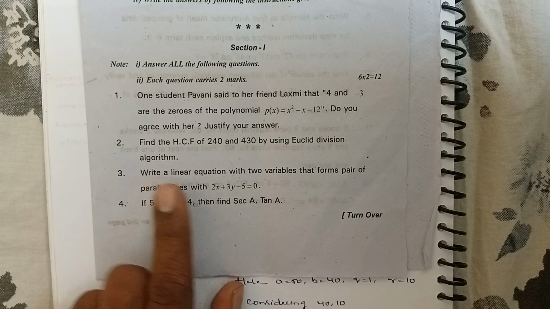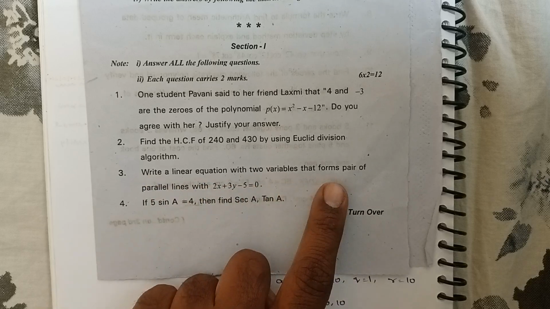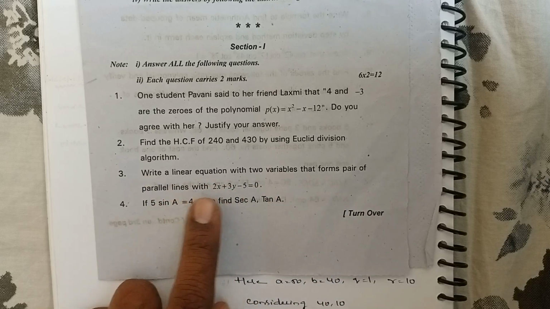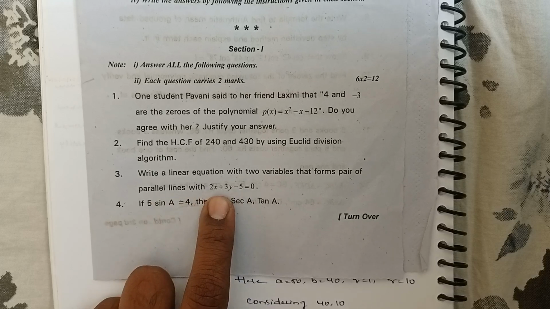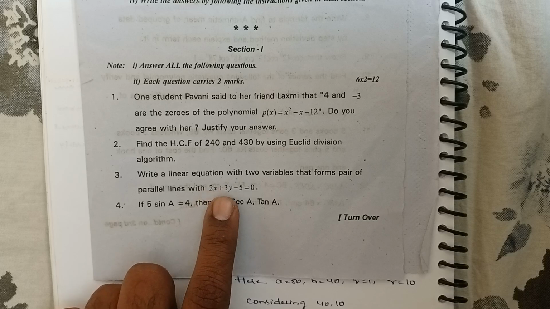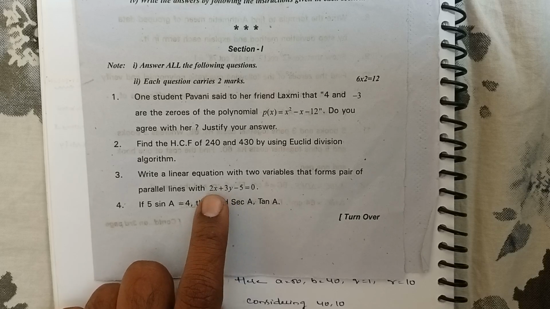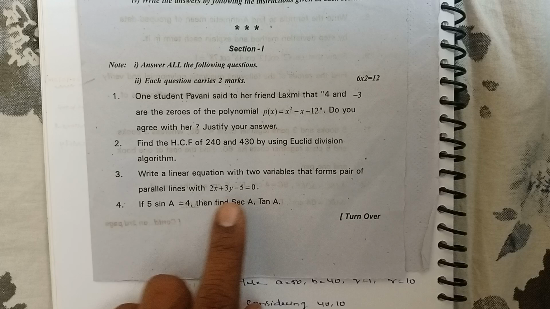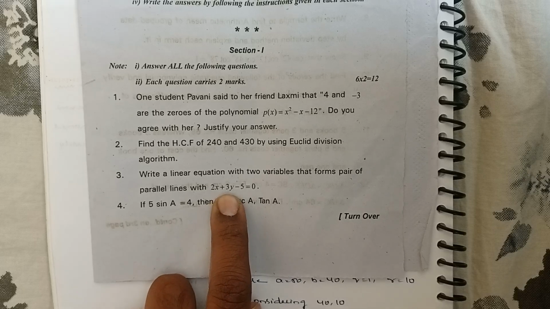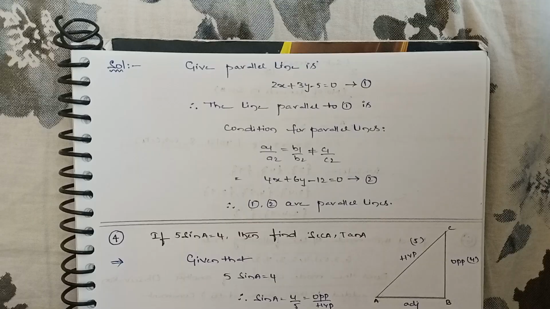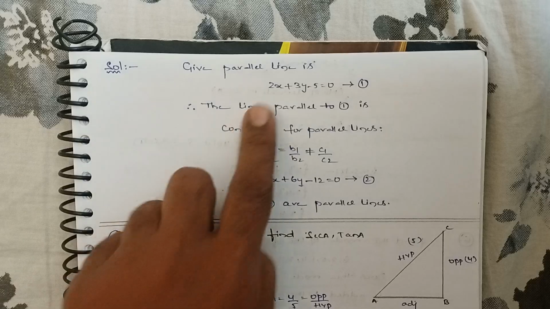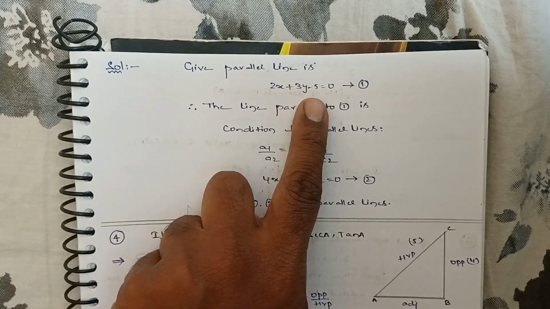Now question 3 guys: write a linear equation with two variables that forms a pair of parallel lines with 2x plus 3y minus 5. So we need to give an example of a pair of parallel lines for the given equation guys. How to solve? Let's start. See, this is the given line, 2x plus 3y minus 5 equal to 0.